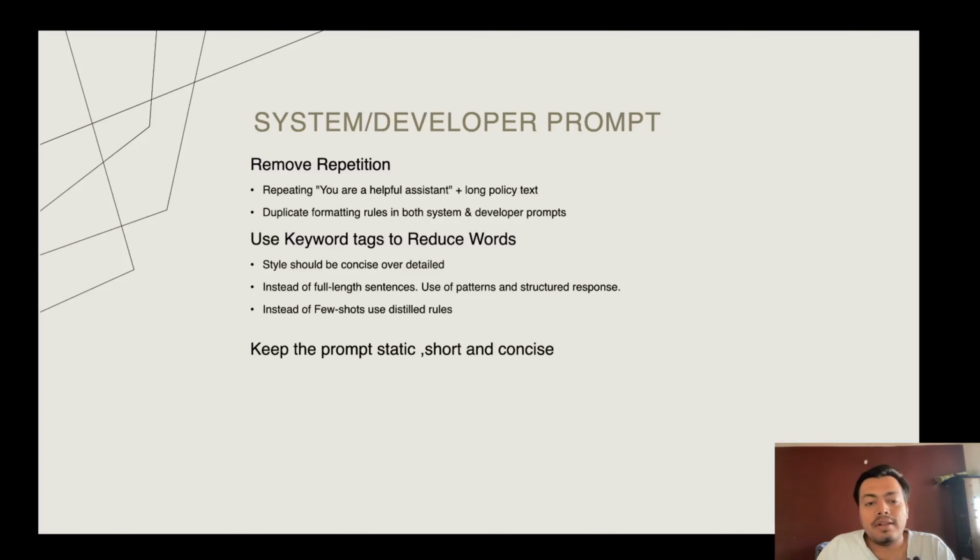First we'll see the things we need to check for the system and developer prompt. In our version 1s and POCs, we create a very detailed prompt, and there are a lot of repetitions. Very common is "You are a helpful assistant and you are this, that." It's repeated quite often. We don't want repetition, duplicacy, or duplicate formatting. Say in the system prompt you say you are a helpful assistant, and in the developer prompt you say you are a helpful conversational assistant. We don't want duplicacy or repetition.